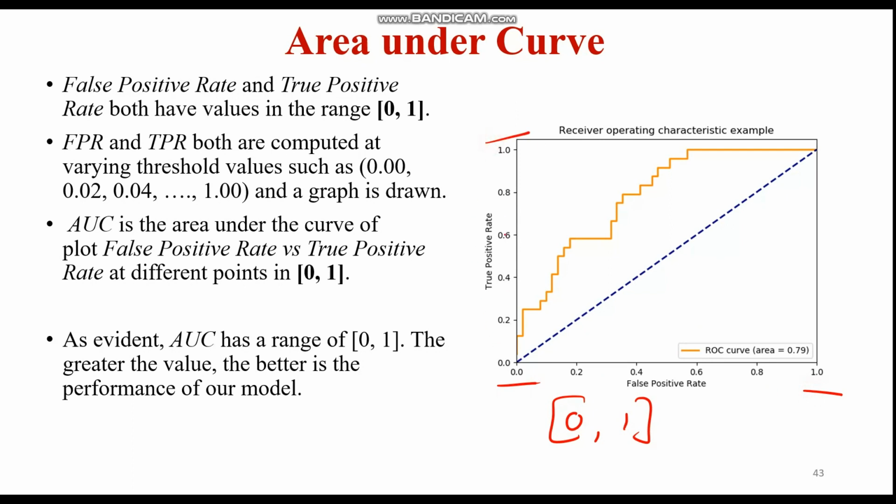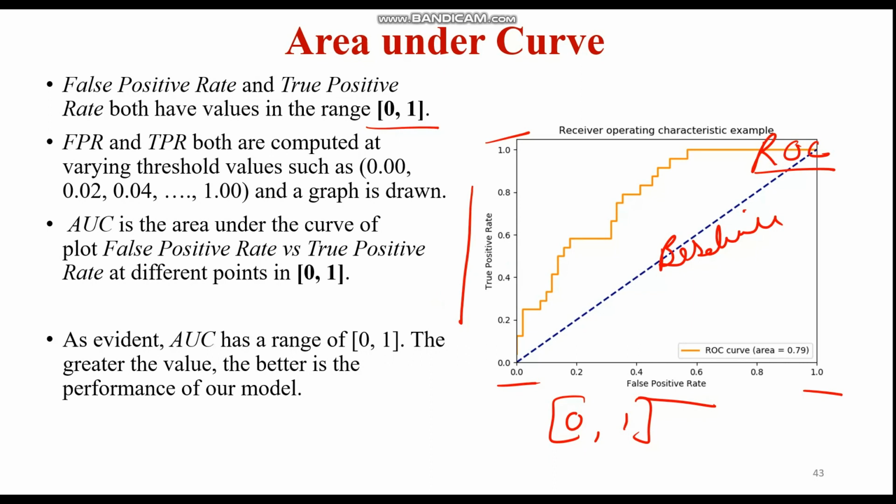On the y-axis also the range is between 0 and 1, and along the x-axis we have the false positive rate, and along the y-axis we have the true positive rate. The false positive rate and true positive rate have ranges between 0 and 1 only. This blue line represents the baseline values, and the orange line represents the receiver operating characteristic. The FPR and TPR are computed at varying threshold values between 0.0 and 1, as we can see in the graph. So area under curve is the area under the curve that plots the false positive rate and true positive rate at these different points.